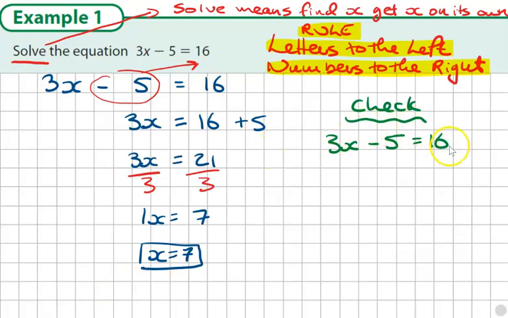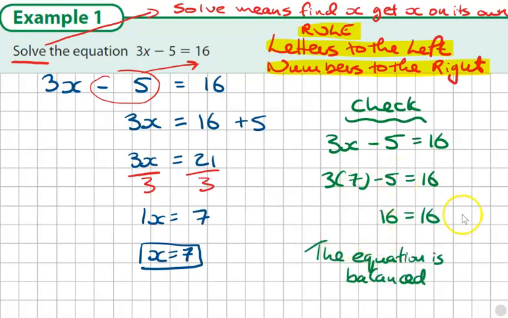So we write out the equation again, and then we swap the x for a set of brackets. And we put 7 into the brackets because we got x to be equal to 7. Next, we multiply: 3 times 7 is 21, minus 5 is 16. Since we get 16 is equal to 16, the equation is balanced, so we know that we are right. 16 is not the answer. It's important to note 7 is the answer. 7 is the solution. 16 equals 16 just tells us that we're correct.